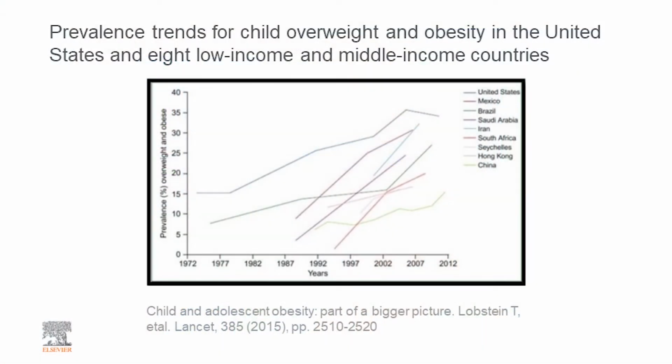What is the magnitude of the problem? Pediatricians and medical experts recognize that childhood obesity is a worldwide epidemic and the prevalence is rising. As illustrated in this graph, prevalence trends are on the uptick for many regions spanning across all socioeconomic levels.